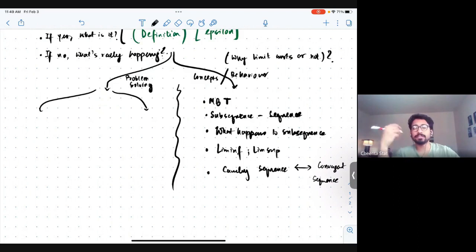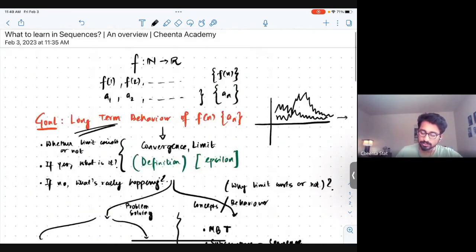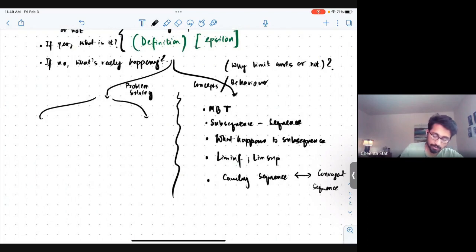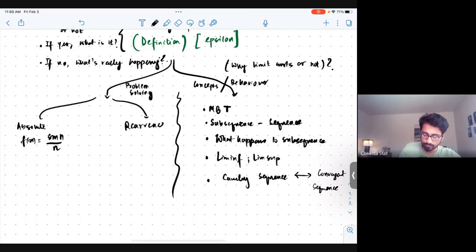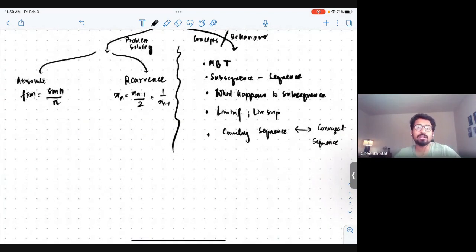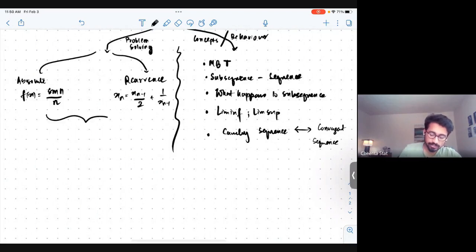There are two ways a sequence can be defined. Essentially, a sequence is a function, right? This f of n. The function can be defined in two ways. One is the absolute format. Absolute means it's given that f of n is equal to, let's say, sine n by n. But it can also be given in the form of a recurrence relation. Let's say given that x_n is equal to x_{n-1} by 2 plus 1 by x_{n-1}, with other conditions. So we'll see how to deal with each of these, and to find whether the limit exists or not. So we ask the same question: does the limit exist or not?